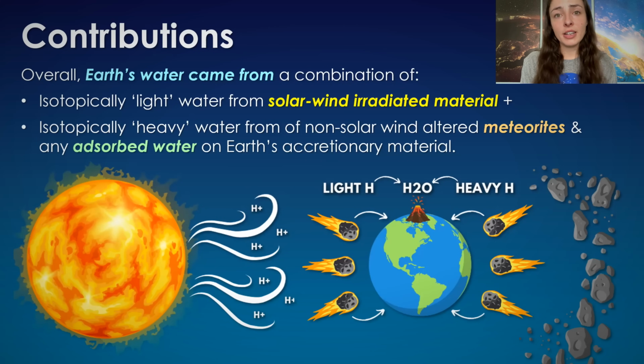Overall, it's likely that Earth's water came from a combination of isotopically light solar wind-derived water and isotopically heavy non-solar wind-altered meteorites, and any water that may have adsorbed onto the grains that accreted to form Earth.